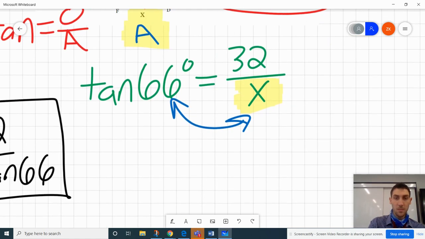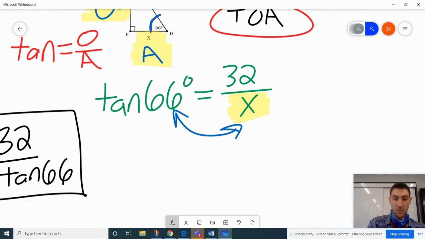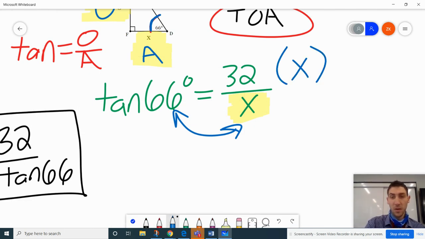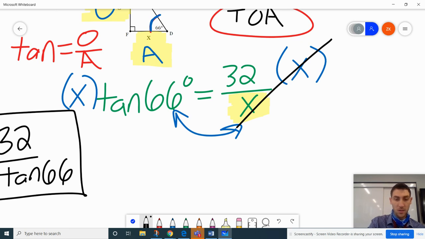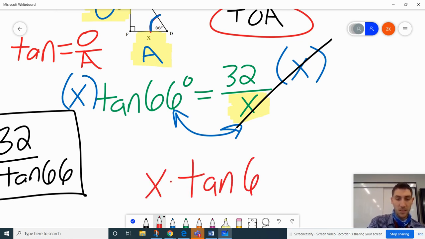In this example, we need to get x by itself. But we can't do that when it's in the denominator. So we must multiply both sides by x. That will make sure that the x's cancel, and you have x times tangent of 66 is equal to 32.